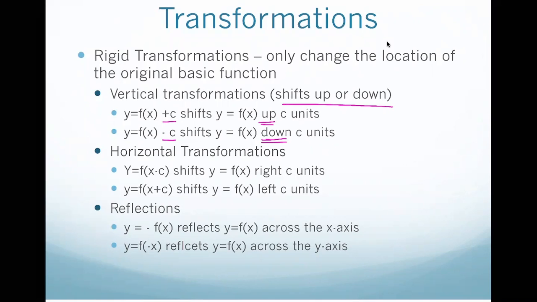Your horizontal transformations: if it's subtracted on the inside, so x minus c, that's actually a shift right. So it's kind of opposite of what you think. If it's a plus c, then it's shifting it left c units. These are your horizontal transformations. We also have reflections. If you have a negative on the outside of the f of x, that's reflecting it across the x-axis. A negative on the inside, though, is going to reflect it across the y-axis. So these are all rigid transformations, changing the location, but the basic shape is staying the same.